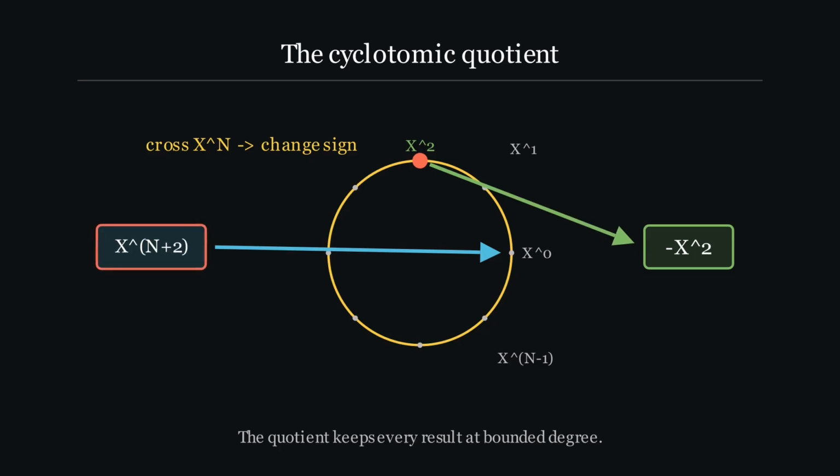Only a few labeled positions are needed to see the rule. The quotient keeps every result below degree n, which makes repeated polynomial addition and multiplication remain inside one fixed-dimensional ring.